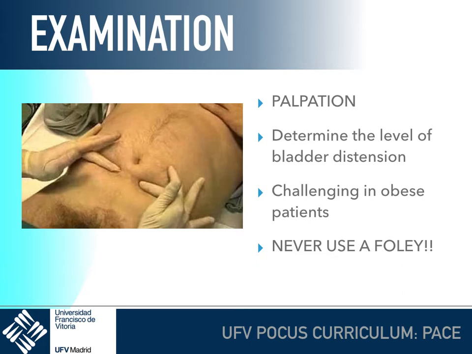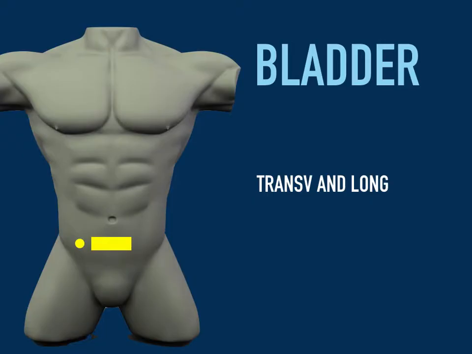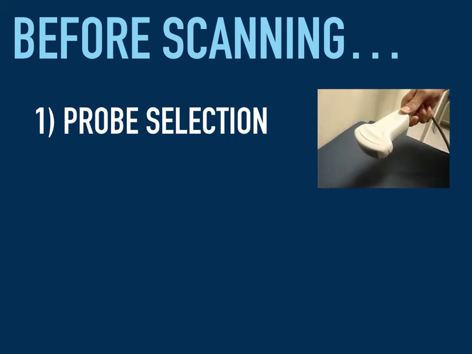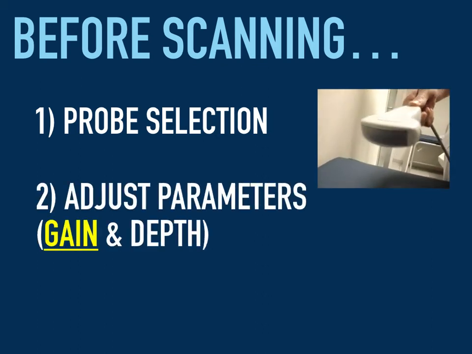the symphysis, and we need to know that using just a Foley to assess whether the patient has a urinary retention or not should never be part of our daily practice. For assessing the bladder, we can go from the transverse view to the long or sagittal view, and before scanning we need to select the probe, which is the curvilinear as well.